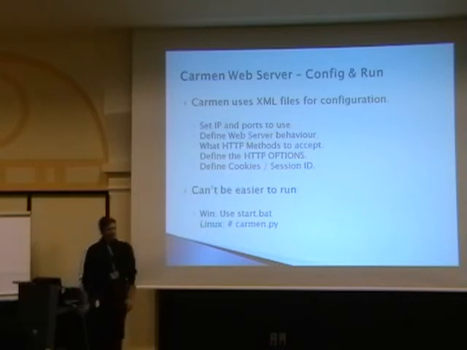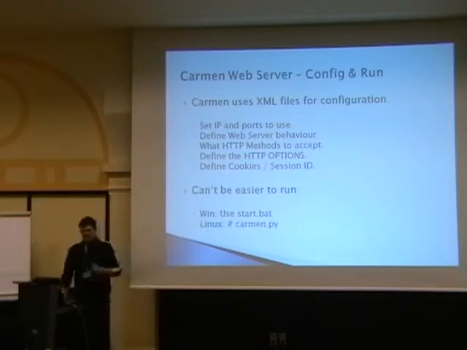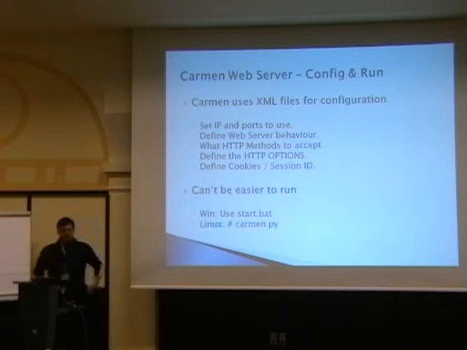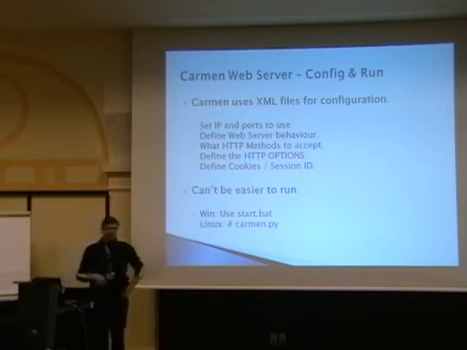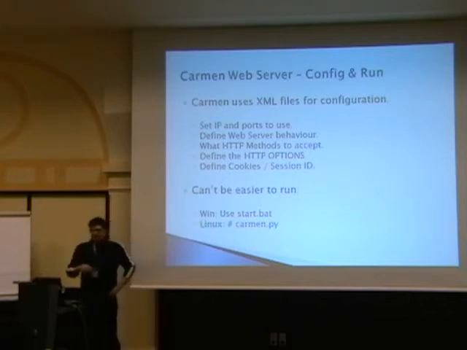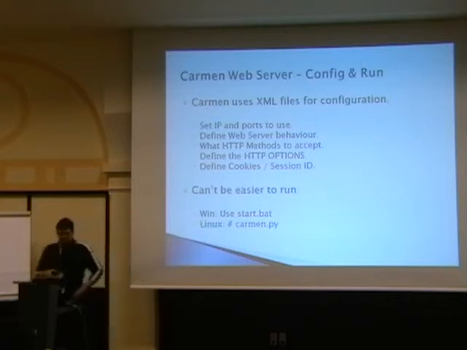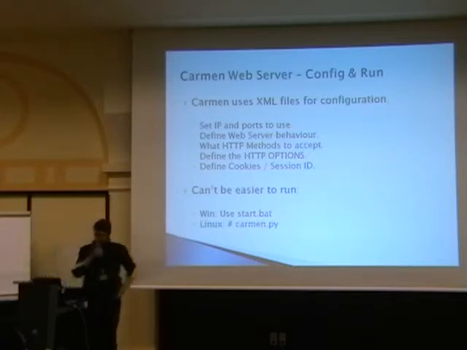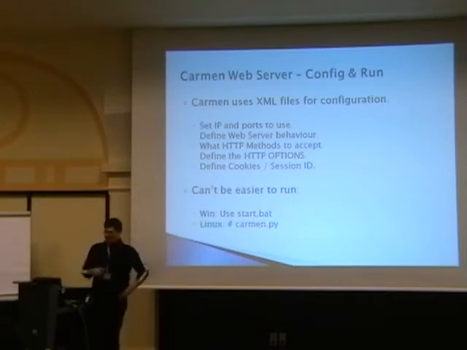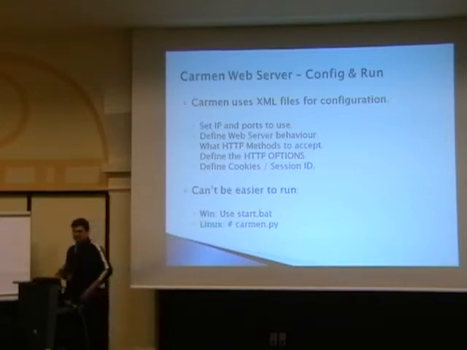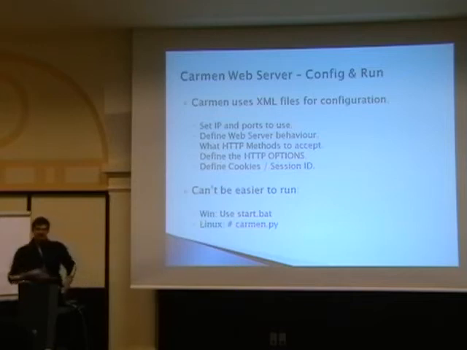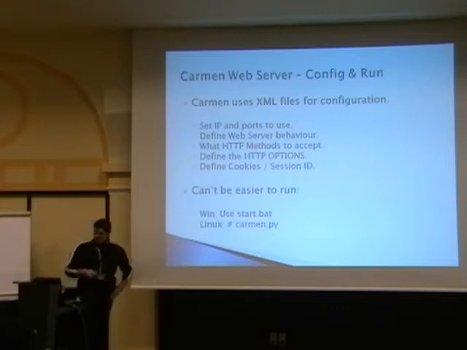Now, to configure this tool, you just use the XML file. In there, you can specify the IP the server is going to use and the port. You can define the behavior, so it behaves like Apache, IIS, Netscape, or a couple of other things. You can choose which HTTP methods we are going to accept and which we are not going to allow. So it gives you a lot of flexibility. We can define the HTTP options, and that's useful because that's one of the techniques people use to perform fingerprinting on servers, so we want to be able to play with that. Then we can define the cookies and stuff like that. I will show you around that.